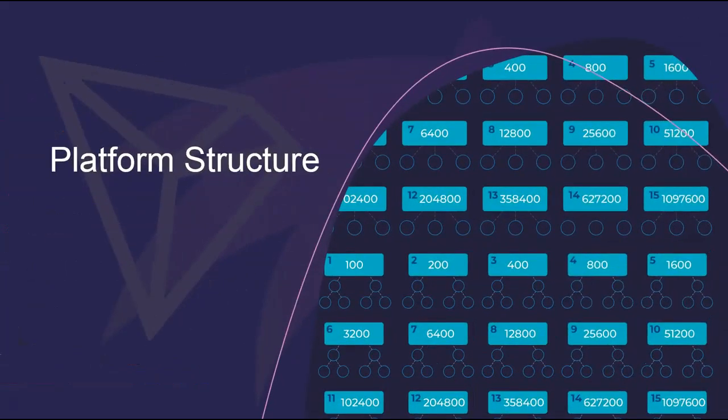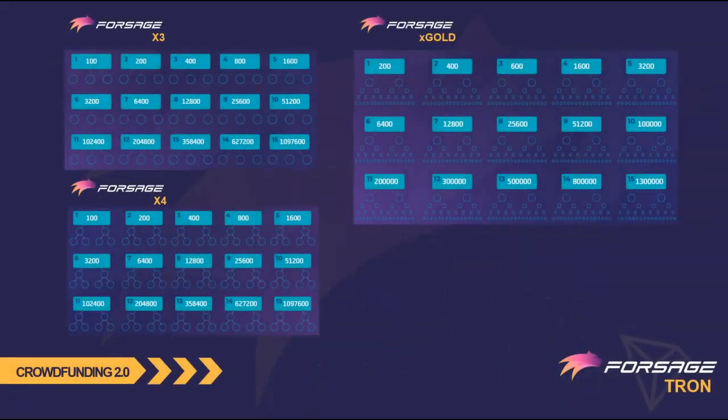The most confusion surrounding Forsage resides in fully understanding their platform. What you are looking at is the entire structure of their platform. It is divided into 3 programs, X3, X4, and X Gold. The confusion stems from what you cannot see from this view, which is what I'm about to explain.